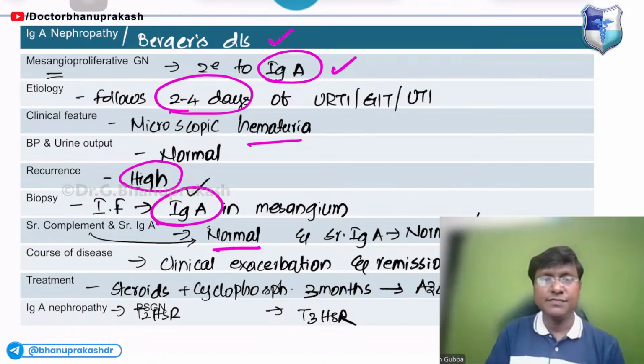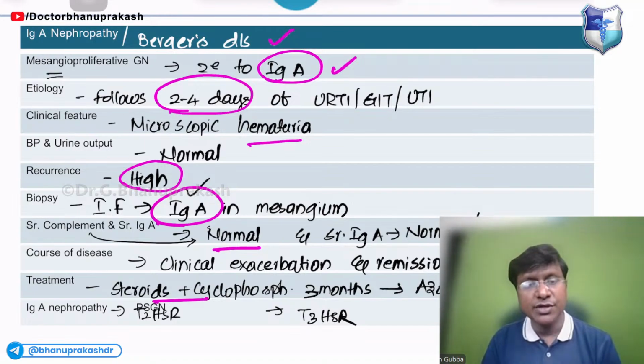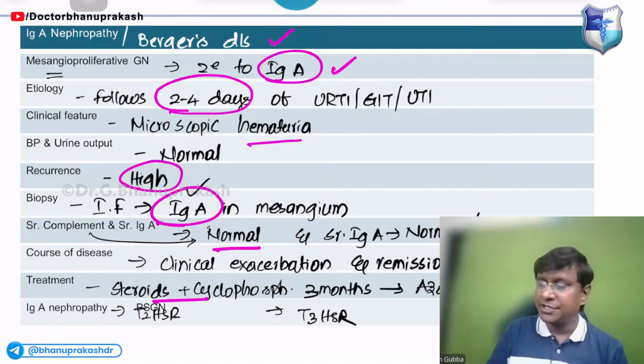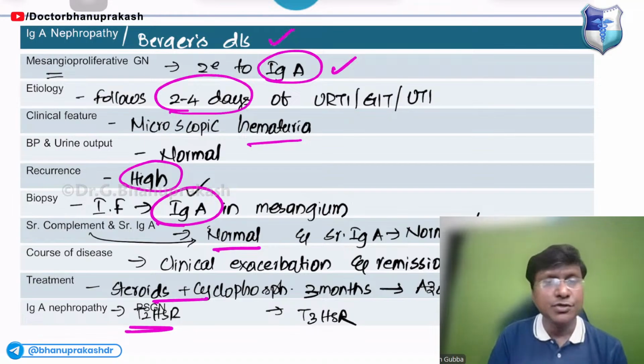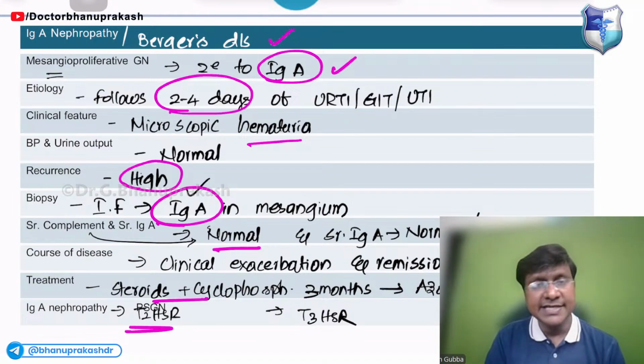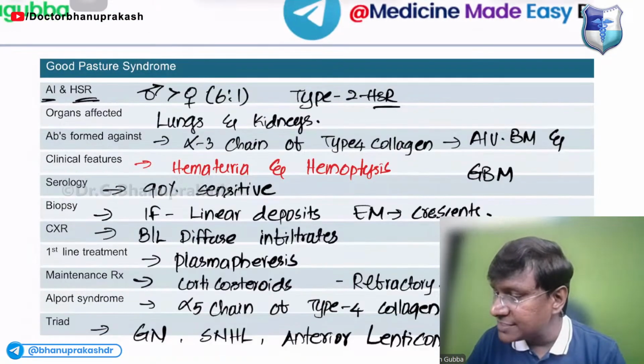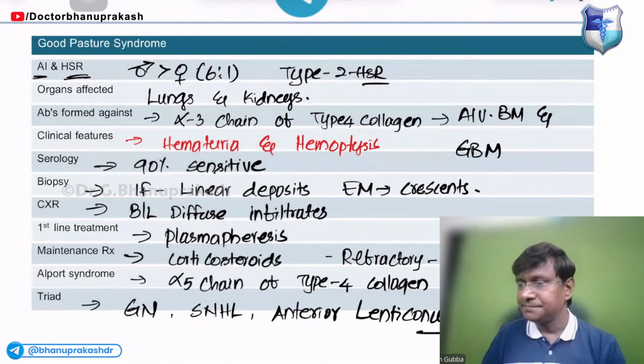And how will be the course of the disease? There is a high chance of recurrence. That is also contrary to post-streptococcal glomerulonephritis. And in PSGN, there is no role of steroids. But in IgA nephropathy, you need to give steroids as well as cyclophosphamide. And the type of hypersensitivity reaction that you will have in case of IgA nephropathy will be type 2 hypersensitivity reaction, whereas in post-streptococcal glomerulonephritis, it is type 3 hypersensitivity reaction. So this is the difference between IgA nephropathy and post-streptococcal glomerulonephritis.